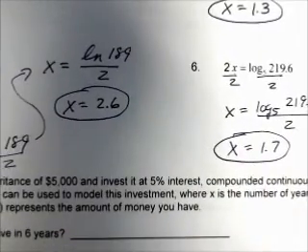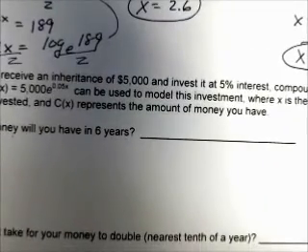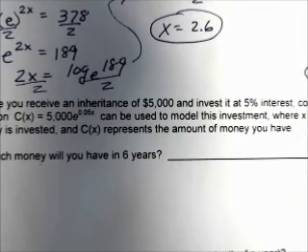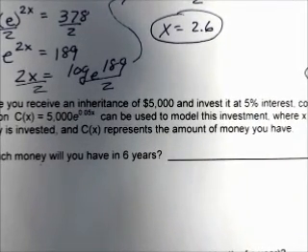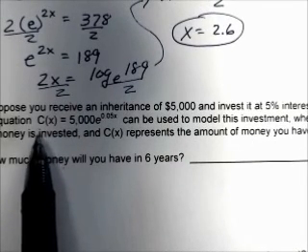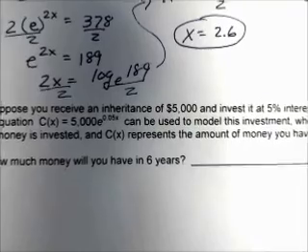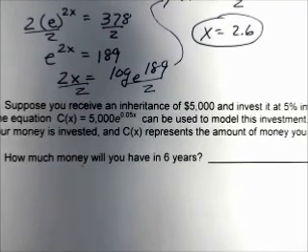Now, some word problems. Number 7, suppose you receive an inheritance of $5,000 and invest it at a 5% interest, compounded continuously. The equation is given to us. C of x is equal to 5,000 e to the 0.05x. This can be used to model this investment, where x is the number of years your money is invested. C of x represents the amount of money you have. How much money will you have in 6 years?